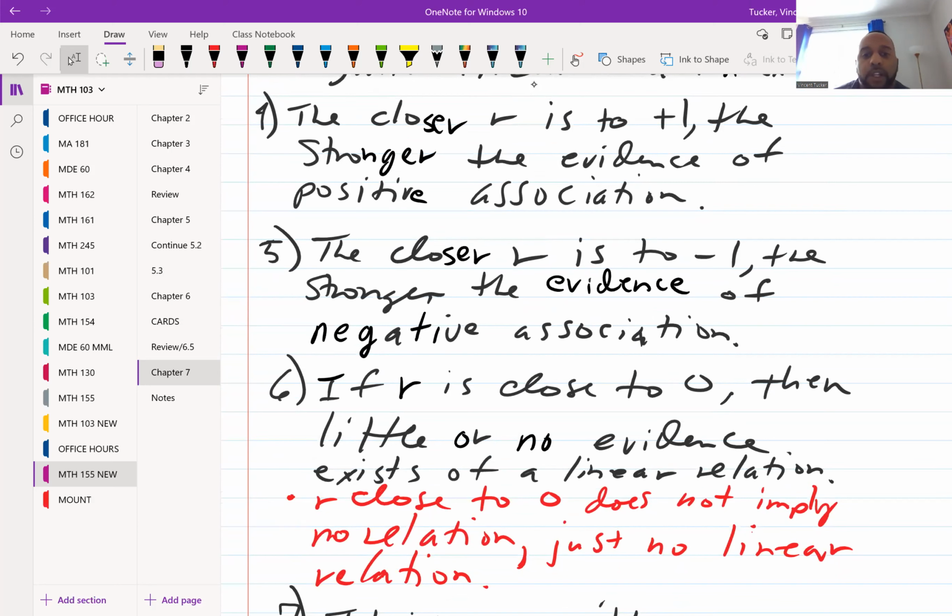So if r is close to zero, then little or no evidence exists of a linear relation. So r being close to zero does not imply no relation, just no linear relation. It goes back to what we were saying before. It is possible for you to have a type of relationship with a pattern, it just does not have to be linear. So that's what this helps us find: linear relationships.